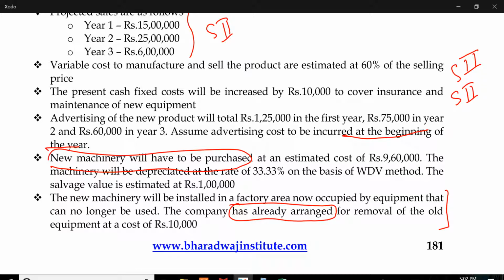The question mentions that the new machine will be installed in a factory area now occupied by an equipment that can no longer be used. So there is some waste space available in the company, and they were trying to vacate it by removing that old machinery. So this becomes an irrelevant cost. Clear? Any doubts on this?